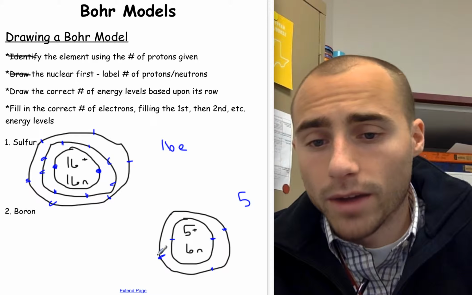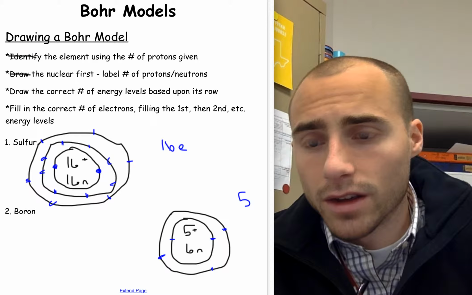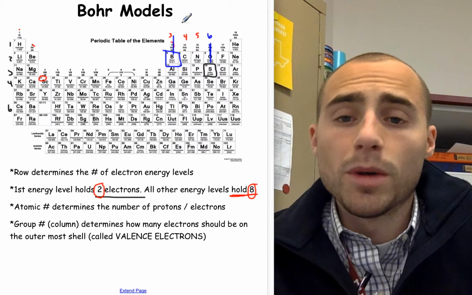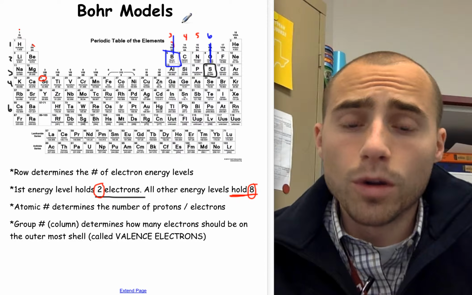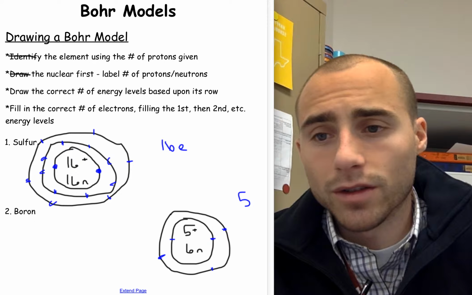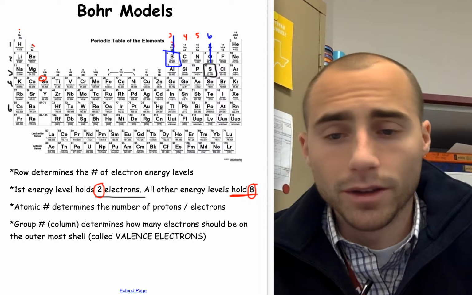Check our work. We have 3 valence electrons. See which column it's in? It's in column 3. So remember, the column or group correlates to the number of valence electrons. So we know our work is correct because we have 3 valence electrons, and we needed 3 valence electrons.